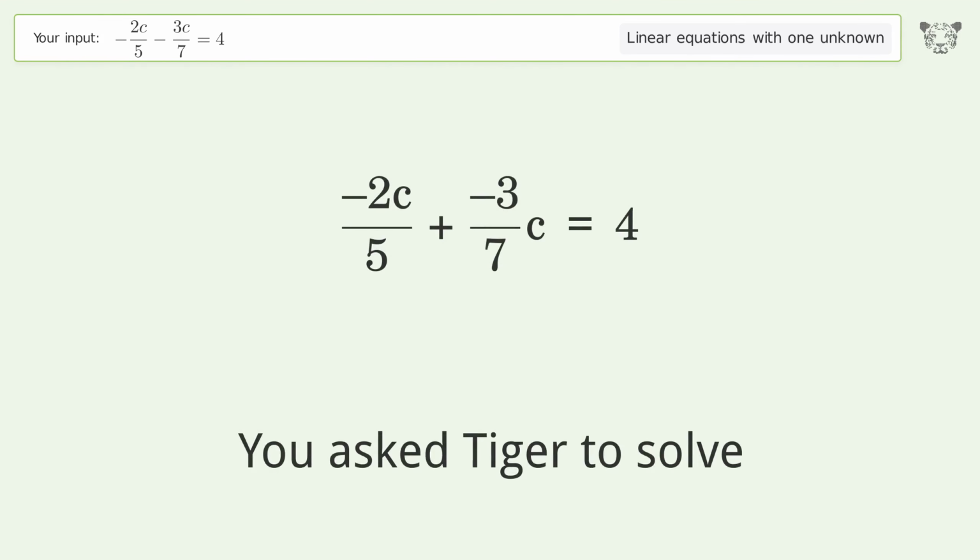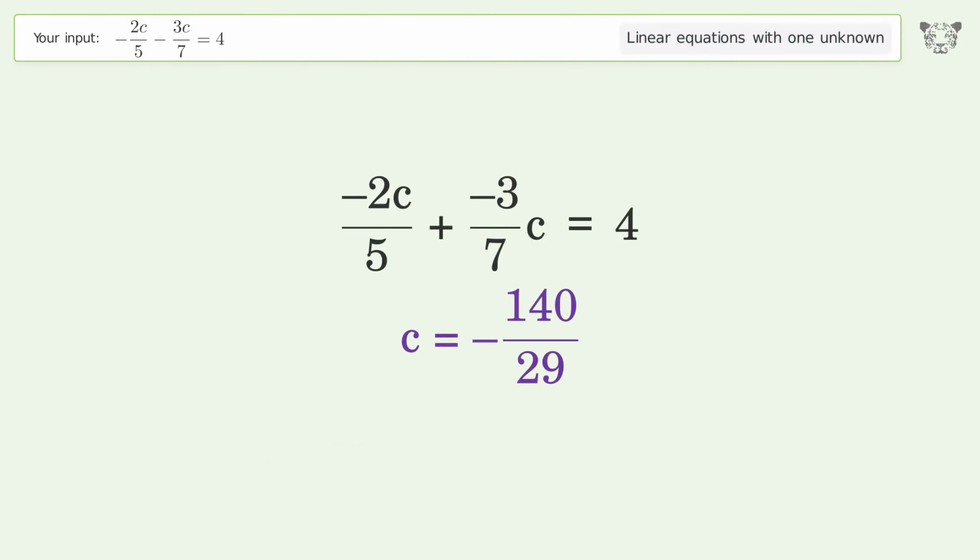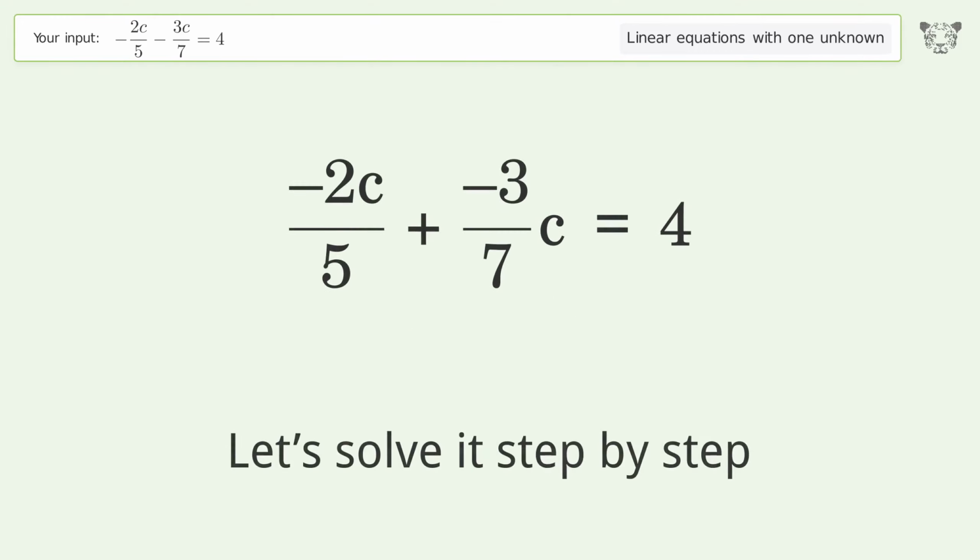You asked Tiger to solve this. This deals with linear equations with one unknown. The final result is c equals -140/29. Let's solve it step by step.